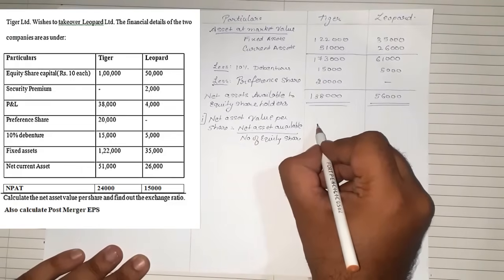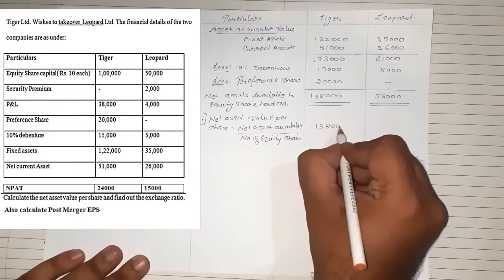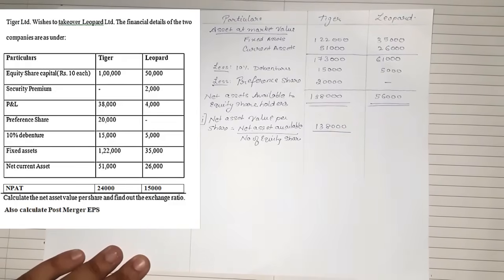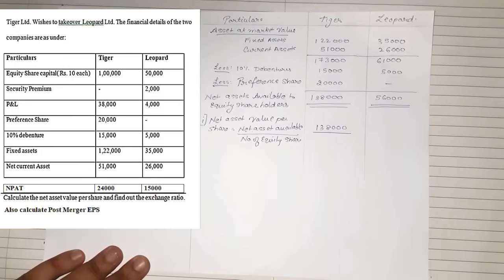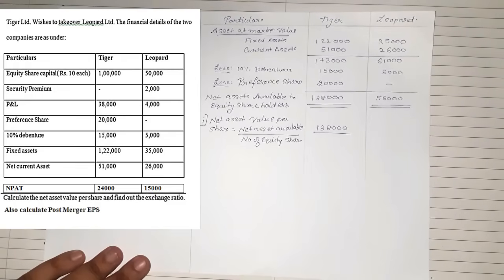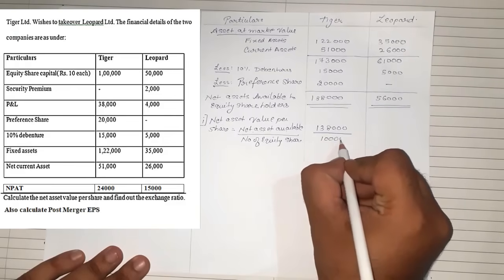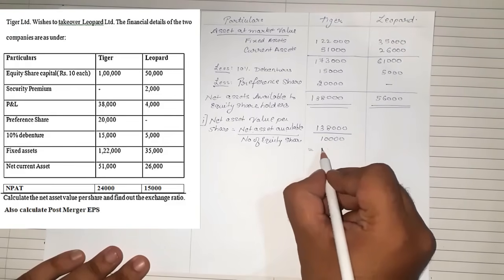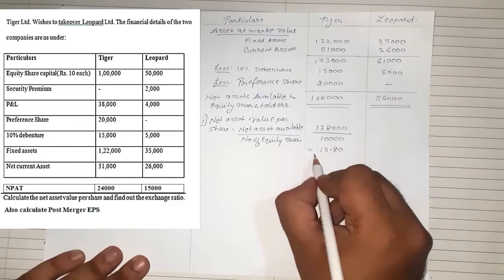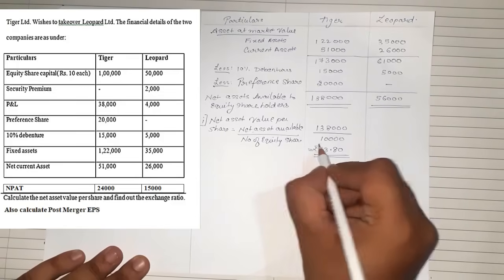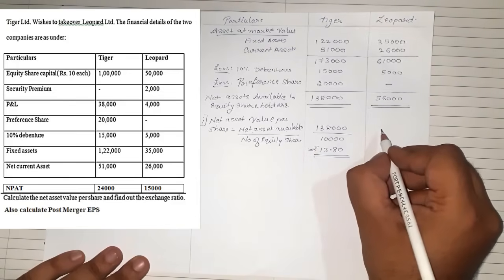Now in the first case, the net asset available is 1,38,000 divided by the number of equity shares. Now for Tiger Limited, it's given that equity share capital is rupees 10 per share and the amount is 1 lakh. So rupees 1 lakh divided by 10, we'll get the number of shares. So we have 10,000 shares in the first case. So 1,38,000 divided by 10,000, we get the value of share as rupees 13.80. That's rupees 13.80 per share, the net asset value of the share.